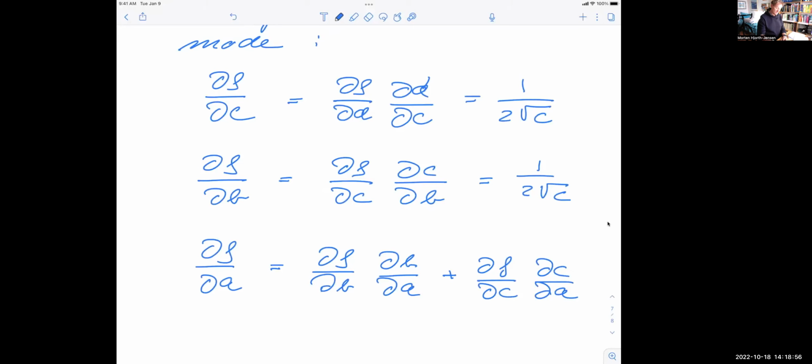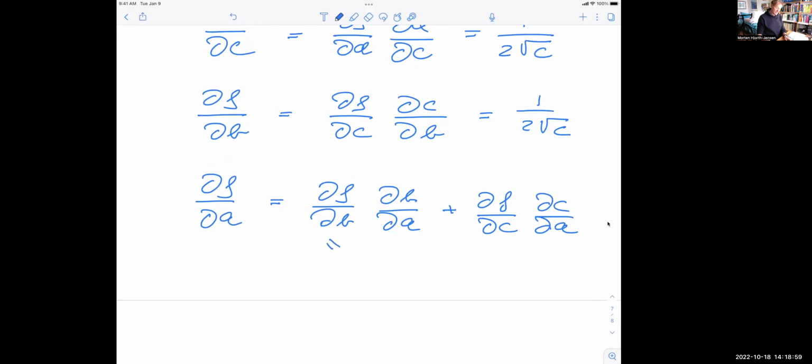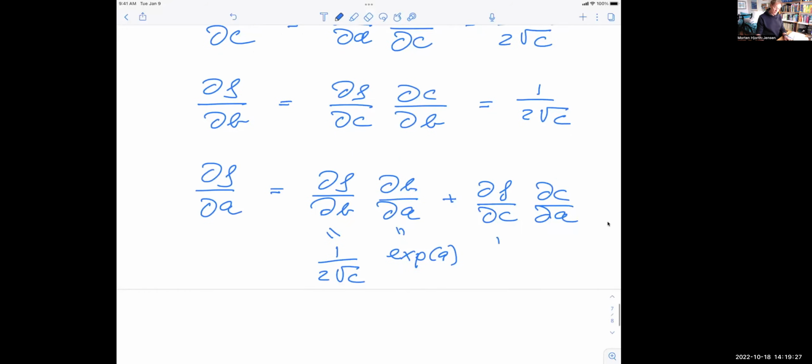So this quantity which we have here is obviously the quantity which we need to look at. This is df db, which we already calculated, so this is equal to 1 over 2 times the square root of c. This term here is the same as the exponential of a, which is x squared. And then this term here, df dc, is a quantity which we already calculated.